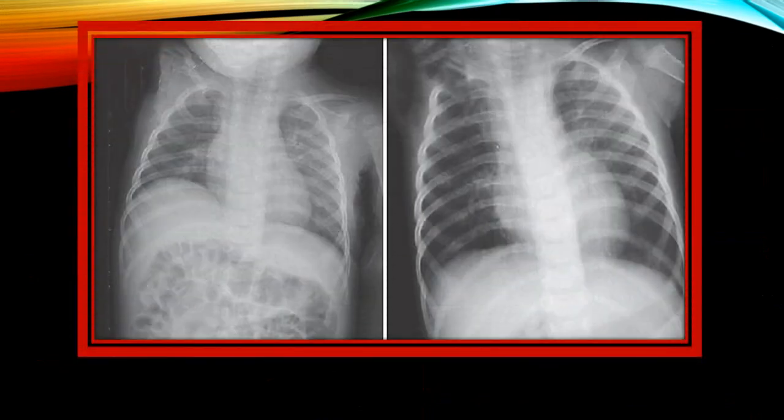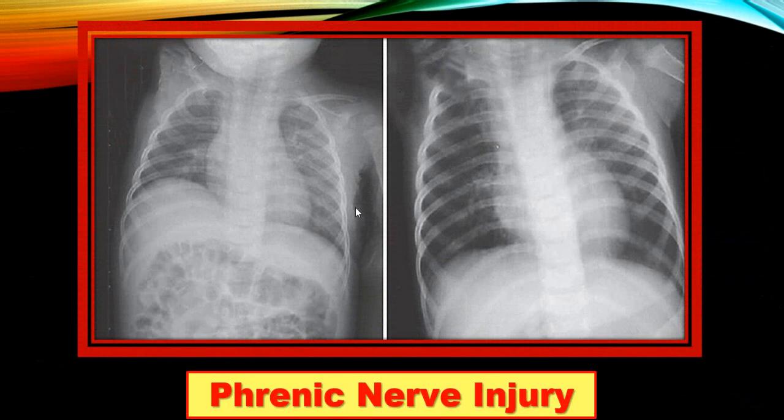Now we go to X-ray to show two X-rays. One of them is normal and the other is abnormal. Who can guess? Yes, on this side is the normal and on this side is abnormal. If you see here, there is an elevation of the right dome of diaphragm in more than 2 intercostal spaces or in more than 2 ribs.